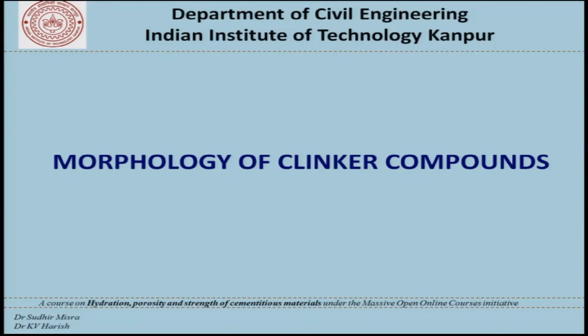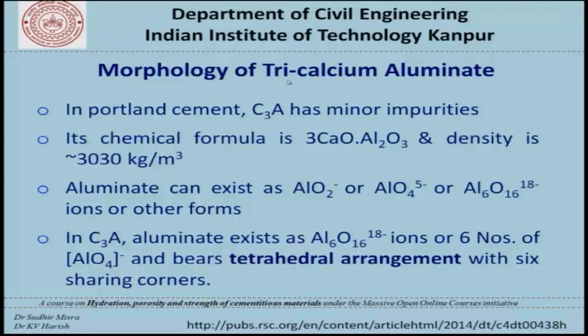Now let us go to the first topic, which is morphology of clinker compounds. In the first one we are discussing tricalcium aluminate. Tricalcium aluminate, referred to as C3A, has minor impurities, and the chemical formula, which we have already discussed, is 3CaO.Al2O3. The density of tricalcium aluminate is approximately 3000 kg per meter cube.